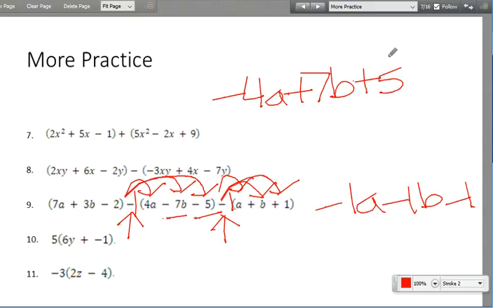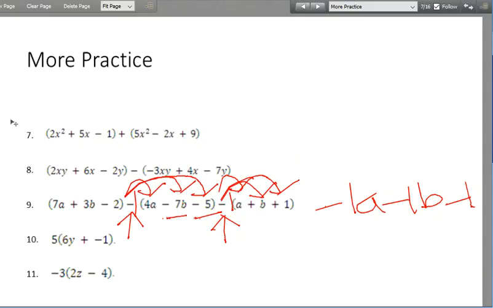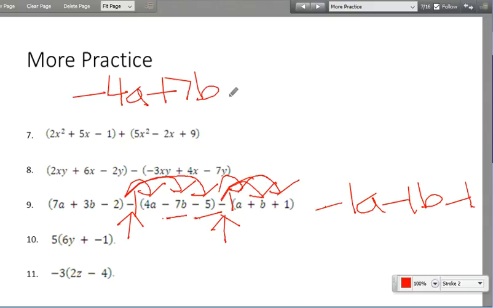Okay, I'm going to go ahead and move this right here. See if I can move the whole thing. I don't know that I can. I'm going to go ahead and rewrite it. So we have a negative 4a, and then we had a positive 7b, and then we had a positive 5, and then we have a negative 1a, negative 1b, and negative 1.